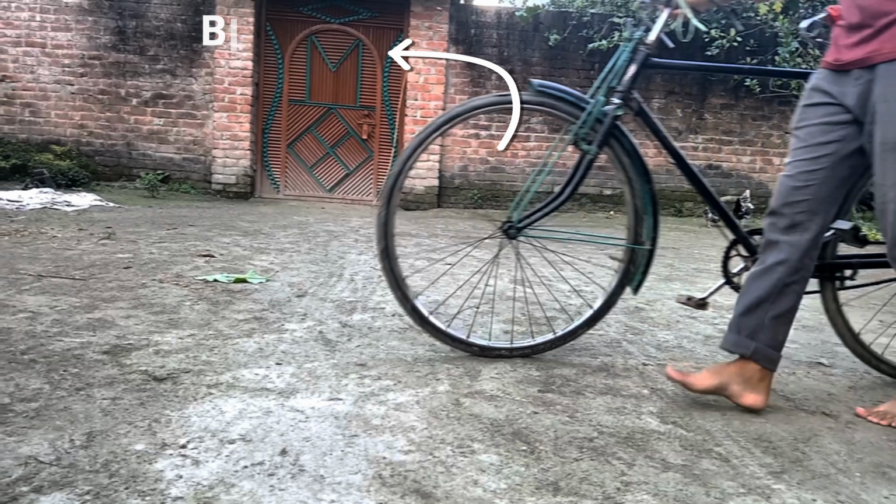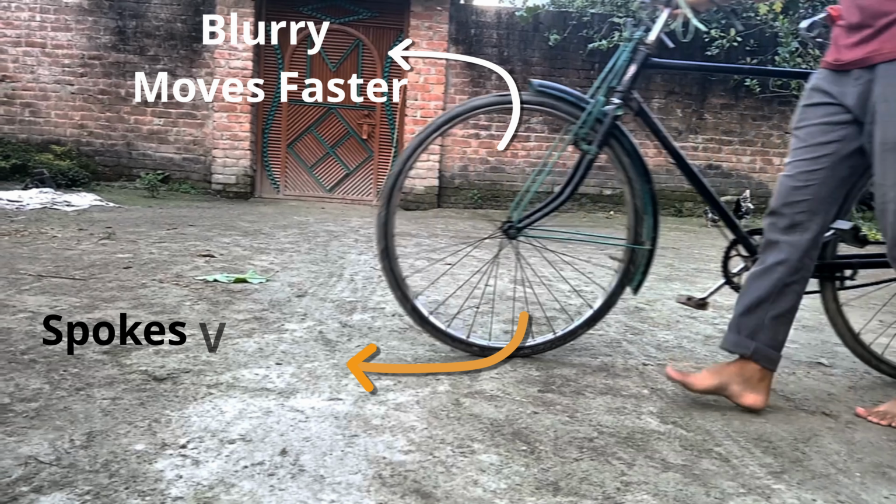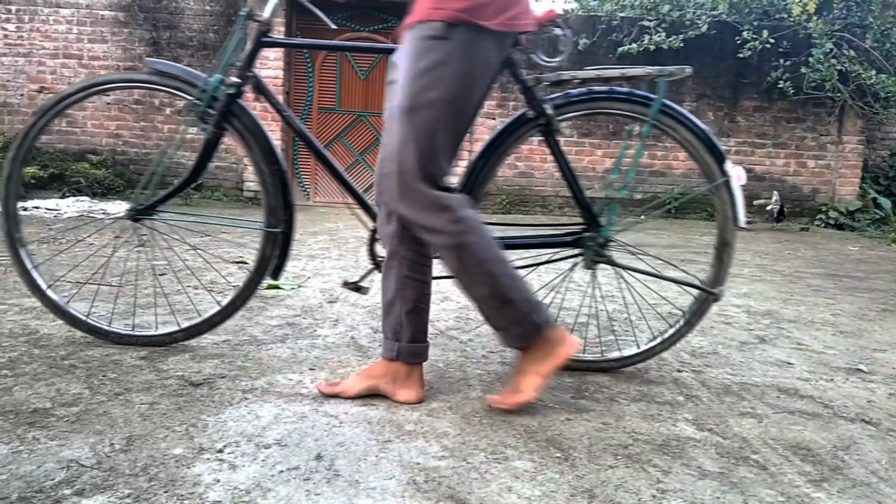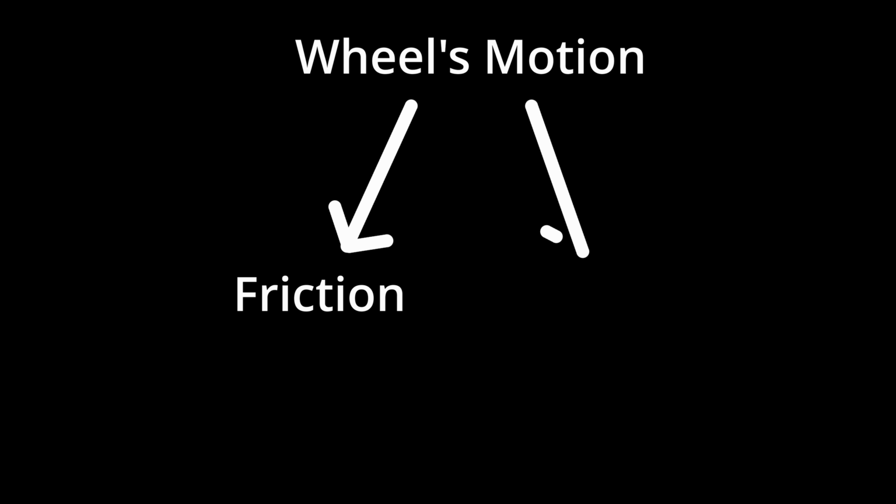Have you ever noticed that the upper portion of a bicycle's wheel moves faster than the lower portion? Today in this video, I'll explain why this happens and the role of friction in a wheel's motion. So let's begin. Before we move into our main discussion, let's be familiar with rolling motion and friction.